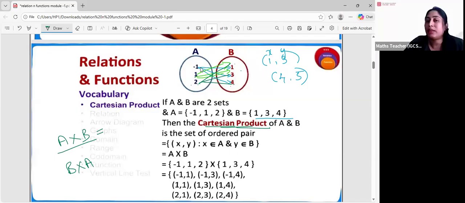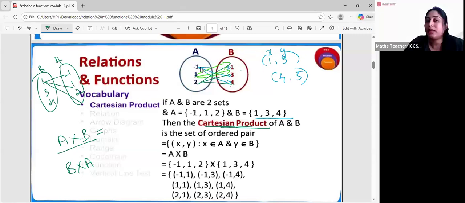Suppose we have B cross A, that means first you need to write the elements of B, 1, 3, 4, then relate to elements of set A. So now, it is element of set B, set A. So plus 1 with minus 1, 1, and again 2, like this. A cross B and B cross A are different.